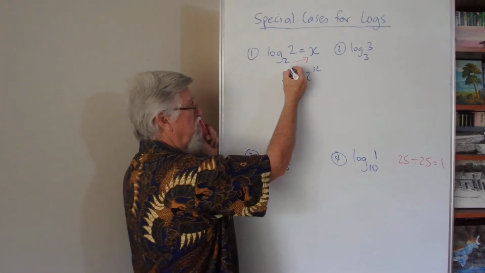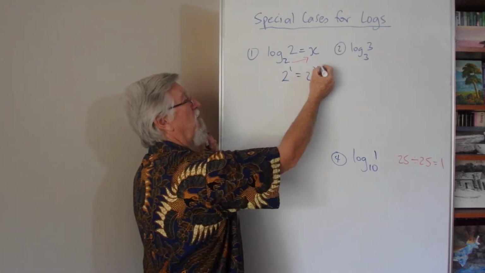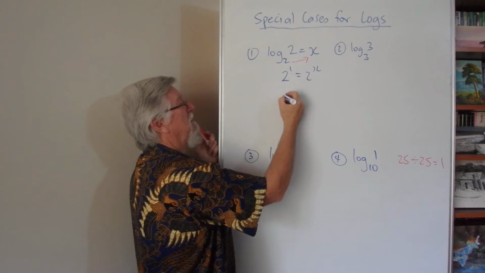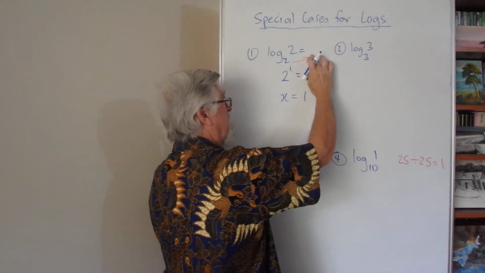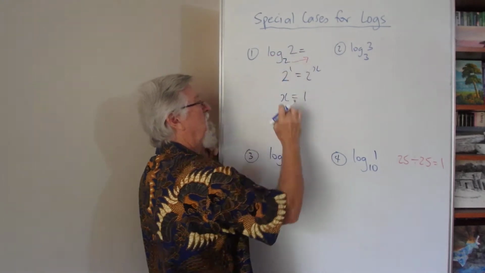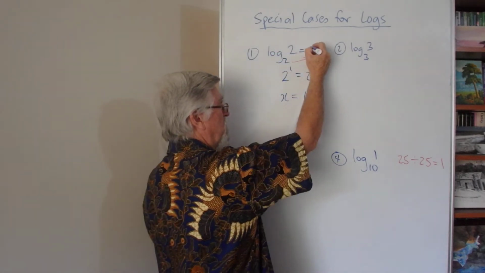Now I can write that as 2 to the 1, and I can now equate the indices, and I've got X equals 1. So for me, I will look at it and say 2 to the what is 2, and 2 to the 1 is 2.